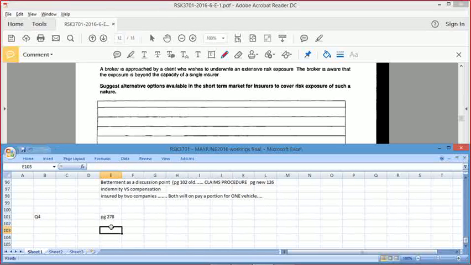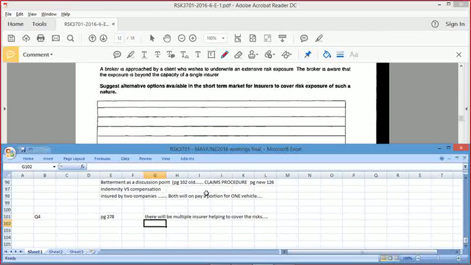Okay, let's think about this then. A broker is approached by a client who wishes to underwrite an extensive exposure. The broker is aware that the exposure is beyond the capacity of a single insurer. So you're going to have multiple insurers helping to cover the risks. Yeah, it should be collective insurance.